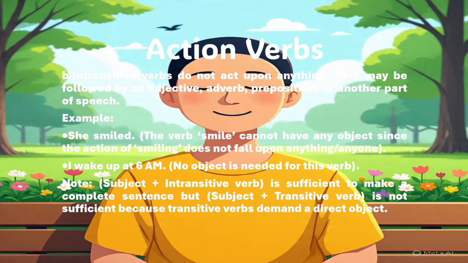B. Intransitive verbs do not act upon anything. They may be followed by an adjective, adverb, preposition, or another part of speech. Example. She smiled. The verb smile cannot have any object since the action of smiling does not fall upon anything or anyone. I wake up at 6 a.m. No object is needed for this verb. Note, subject plus intransitive verb is sufficient to make a complete sentence. But, subject plus transitive verb is not sufficient because transitive verbs demand a direct object.